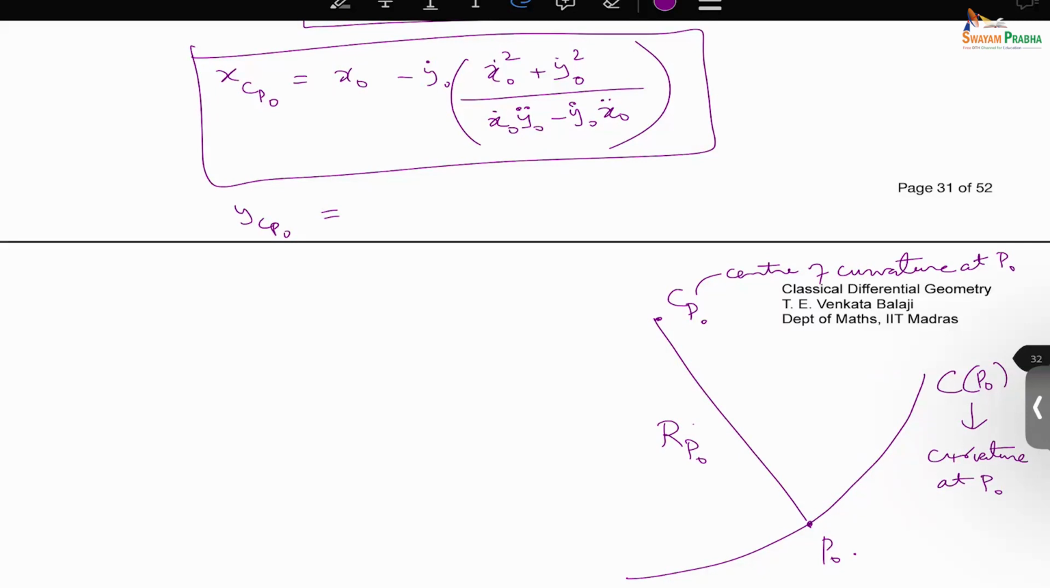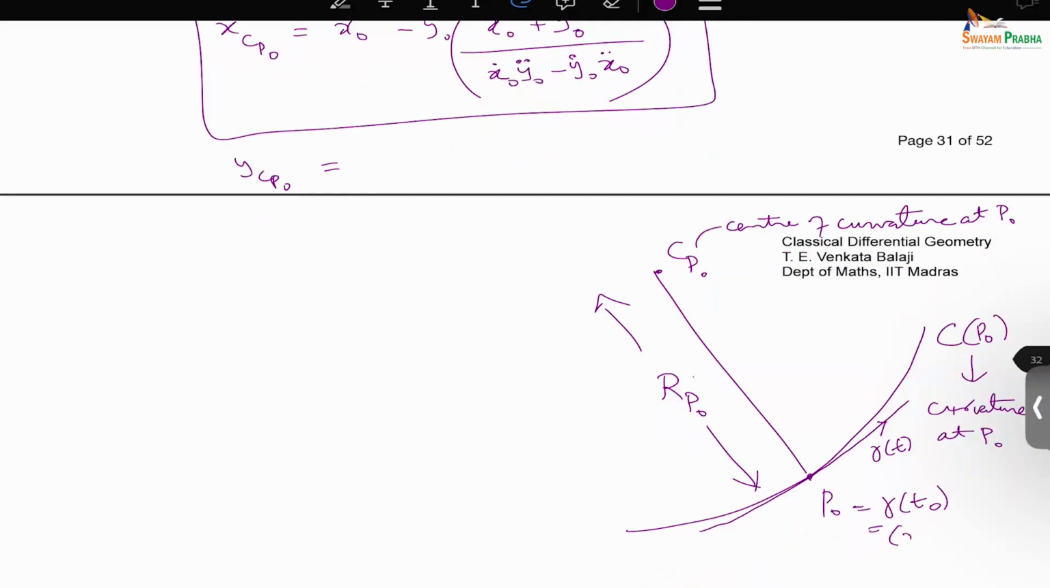That is this length, the radius of the circle, and then of course you have this curve going like so, very close to the circle. This is your gamma of t, and P naught is gamma of t naught. So this is the picture, and P naught has coordinates x of t naught, which is x naught, and y naught. So x naught is just x of t naught, and y naught is y of t naught.